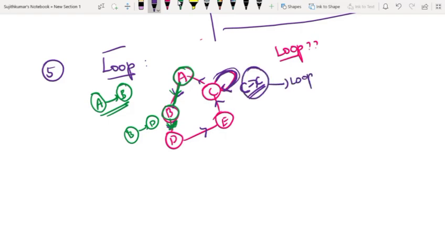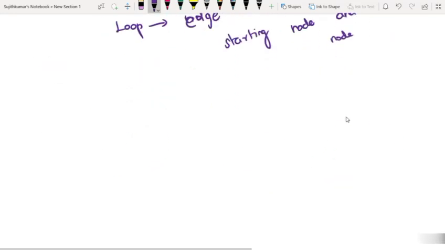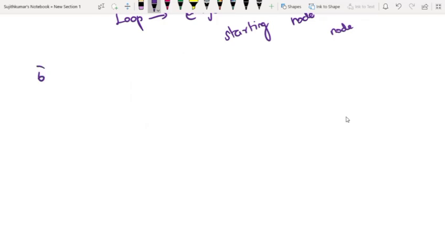That edge is called a loop. A loop is nothing but an edge which has the same starting node and ending node. For example, in this case C has a loop. I could also say the ending node and starting node are one and the same. So that's the loop. The sixth terminology is path.